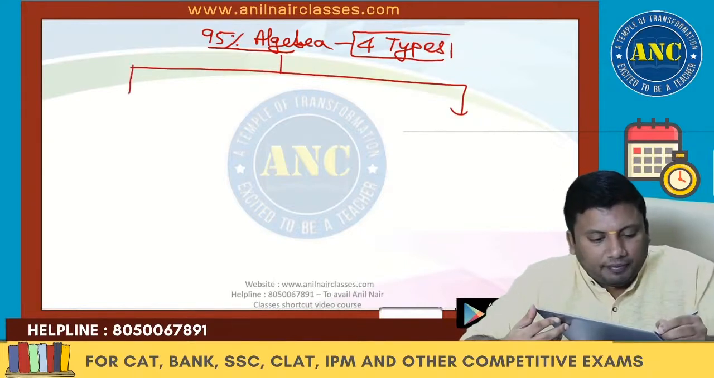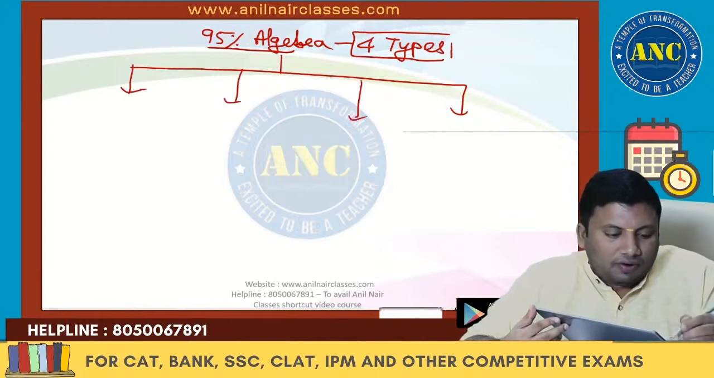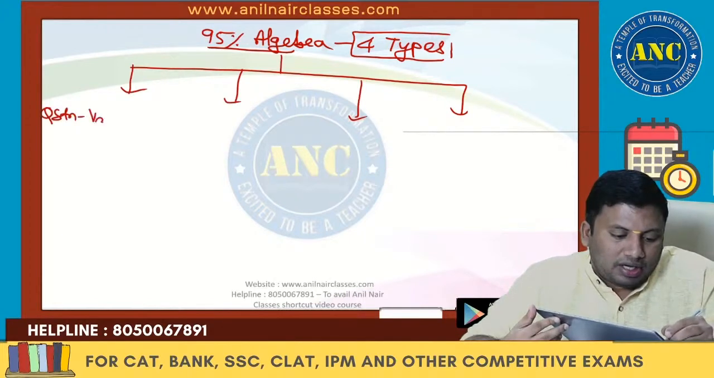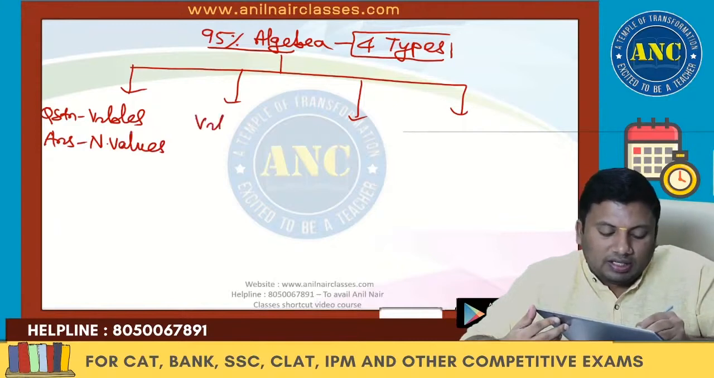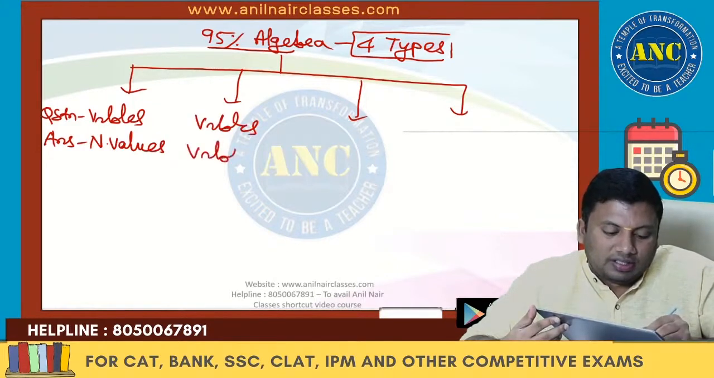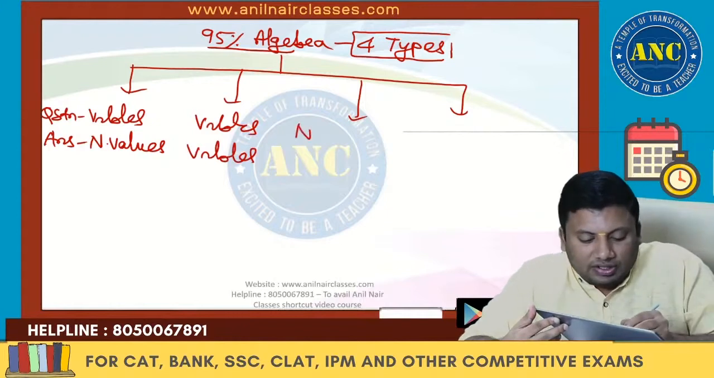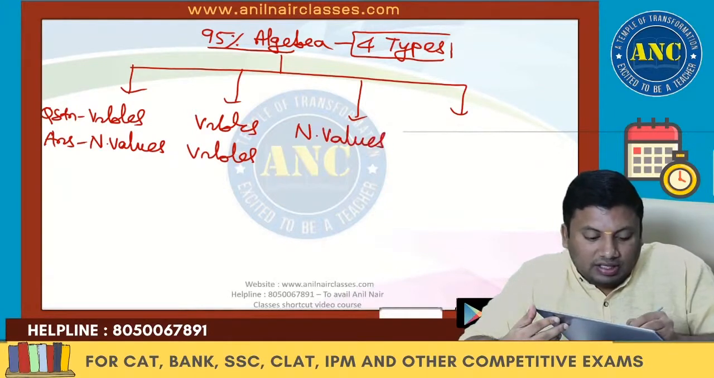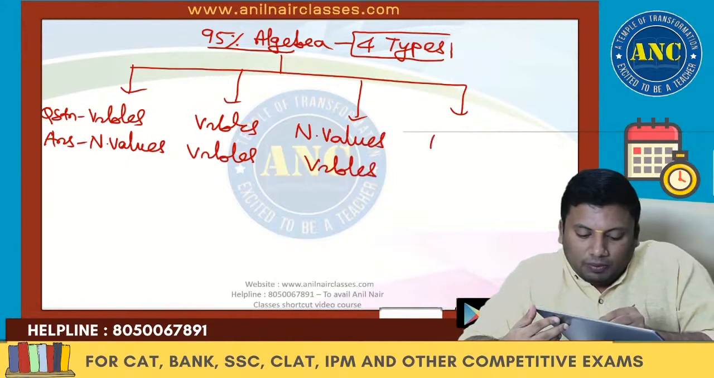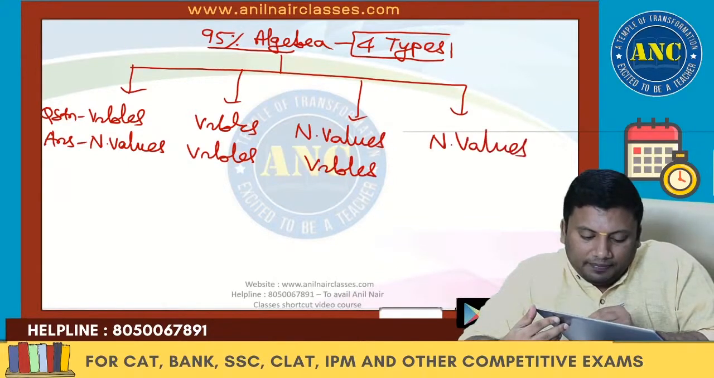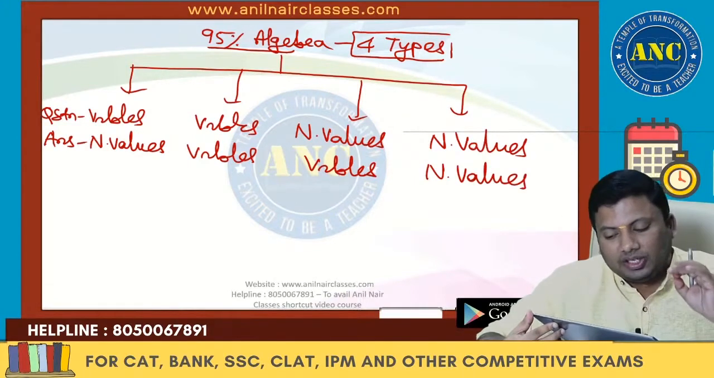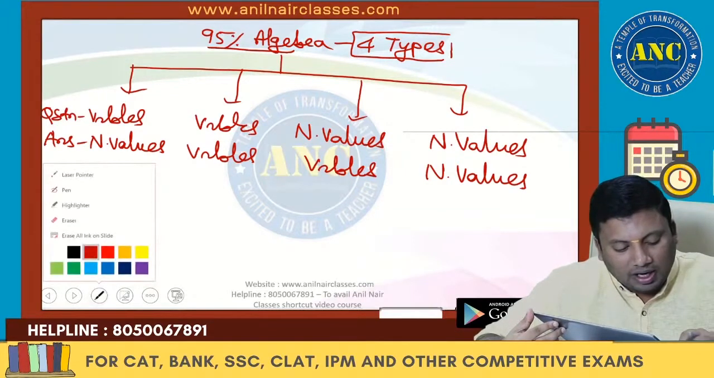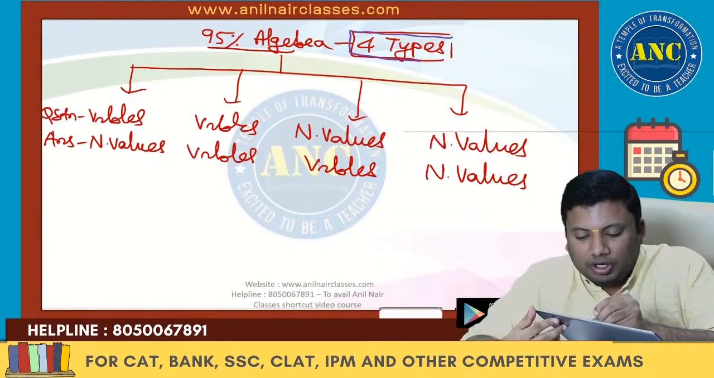See here. The 4 types are: question contains variables, answer contains numerical values. Question contains variables, answer also contains variables. Question contains numerical values, answer contains variables. Question contains numerical values, answer contains numerical values. If you are good in all these 4 types, almost you are ready for algebra based questions. 4 types of questions.